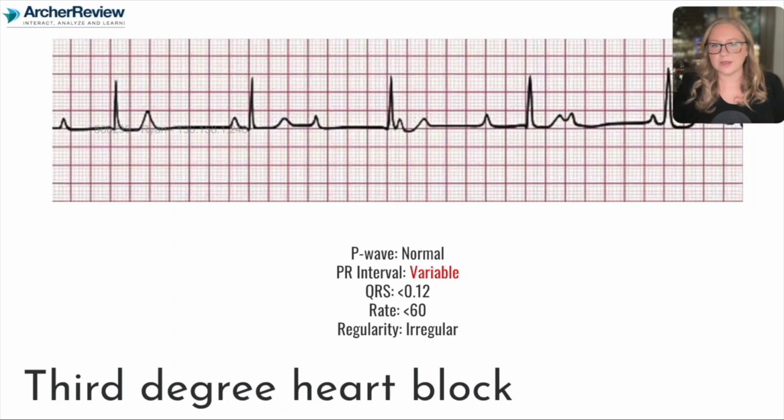So we see a regular P to P interval. Those P waves come at regular intervals. And we see a regular R to R interval. Those QRS complexes are coming at regular intervals, but they're not related to each other. All right, so we're not going to see a regular PR interval. There's going to be P waves, but there might not be one P wave for every one QRS wave. We might see two P waves and then a QRS. We might see a few QRSs before there's another P. It's going to be variable. This is an example of an irregular rhythm.